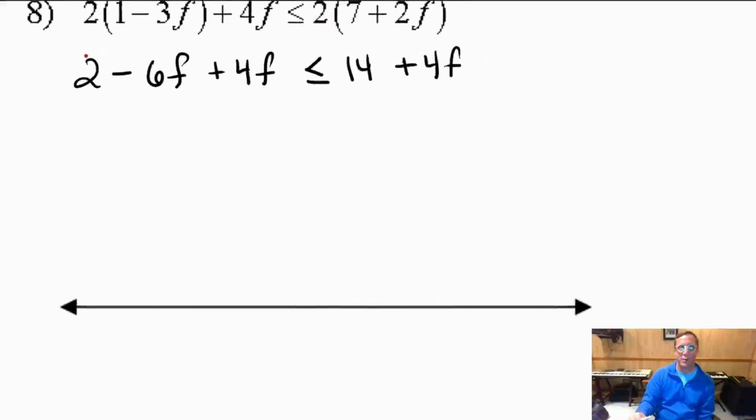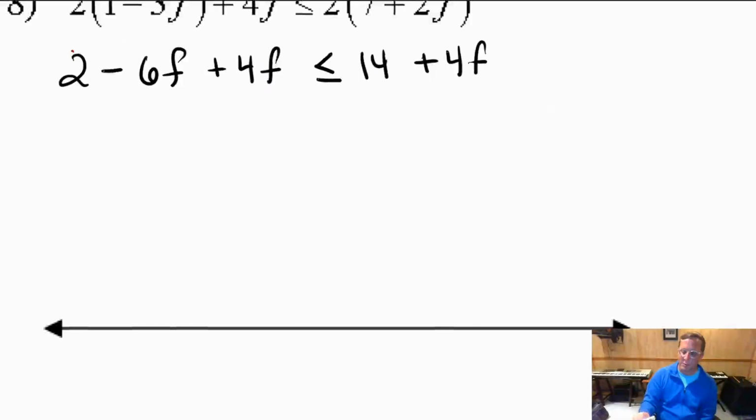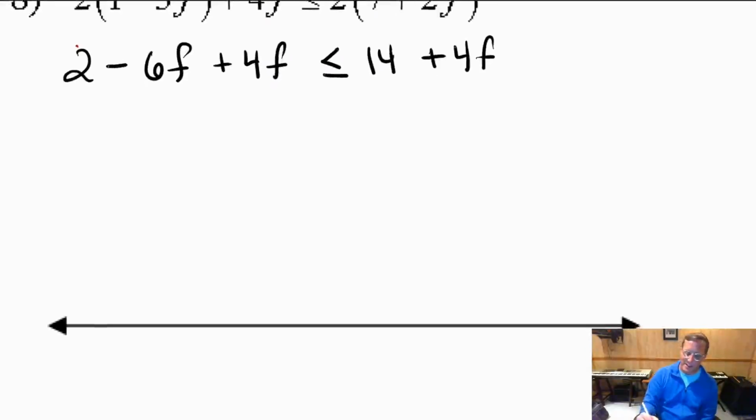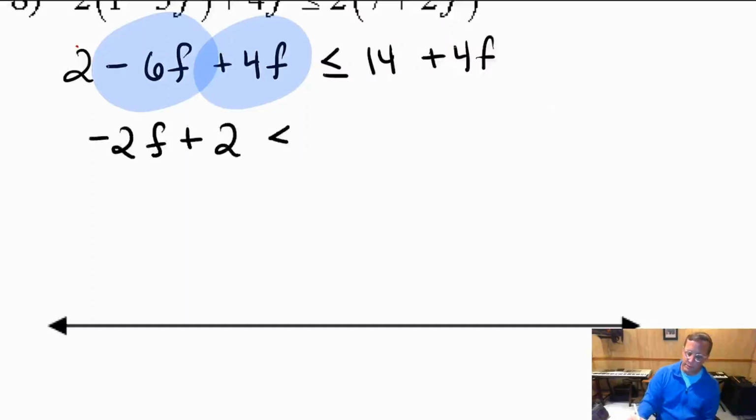The next step, I'm going to get like terms as much as possible put together on each side. So right here, those are like terms, obviously. And so that is going to make negative 2f plus 2 is less than or equal to 4f plus 14. Sorry, I changed the order of that a little bit. I just kind of like to put the variable term first.